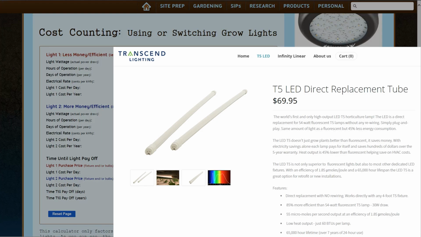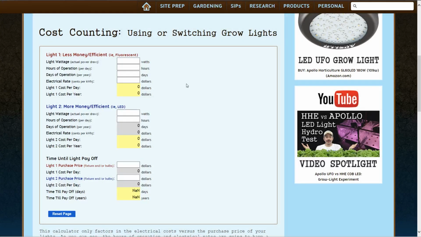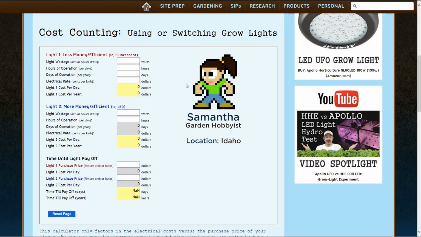These lights were retailing at $70 per bulb, so how long until these lights pay for themselves? Let's consider two very different case studies. First, we have Samantha from Idaho. She's a small-scale garden hobbyist who's interested in a cost-effective way to grow some strong seedlings. She's been using T5 fluorescents, but they've burned out, and now she wonders if it's worth upgrading her bulbs to the Transcend LEDs. At AlboPepper.com, she starts plugging in her usage numbers.